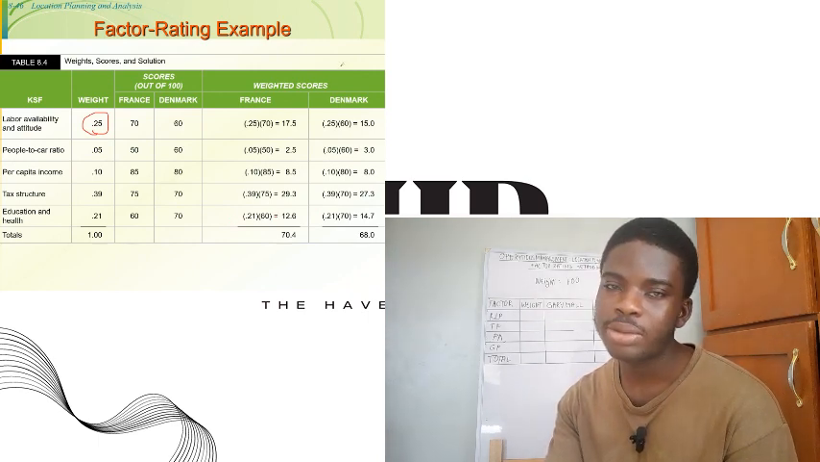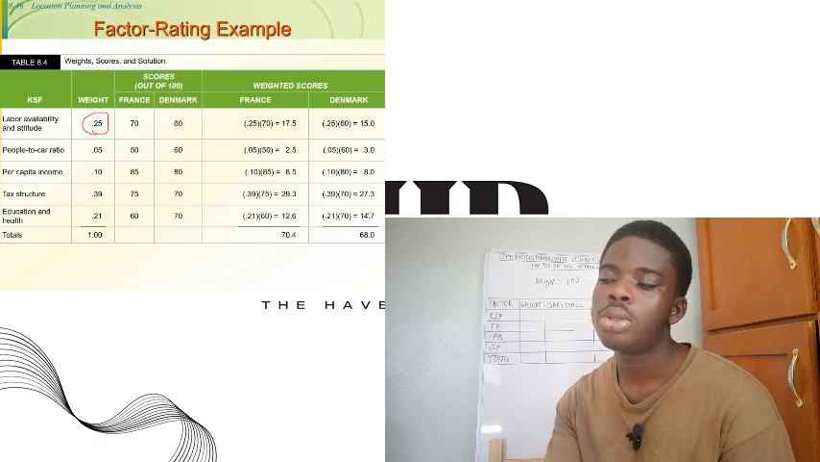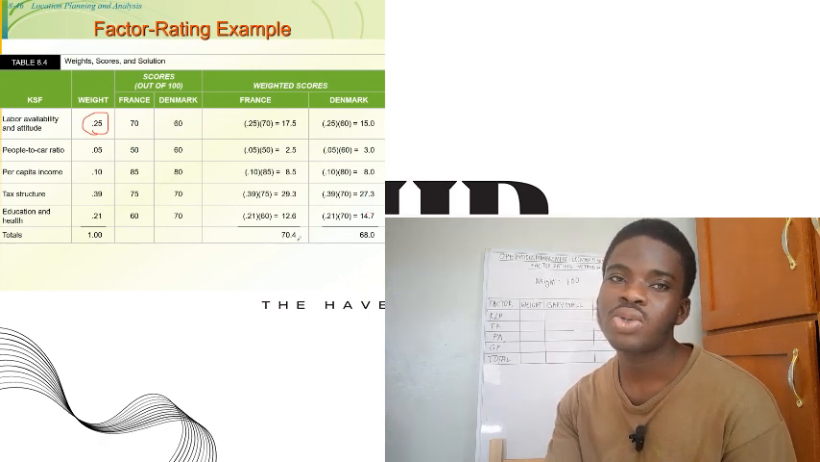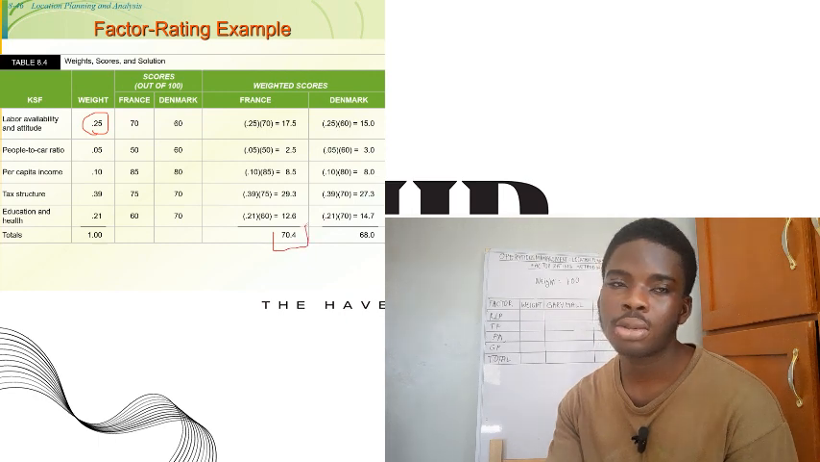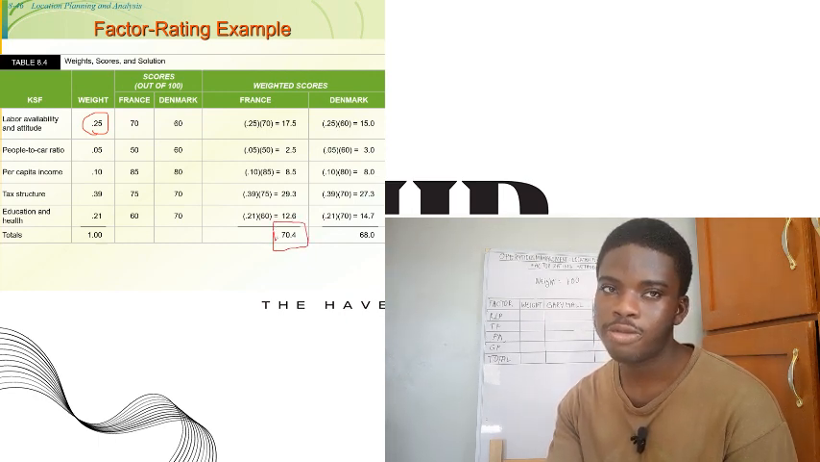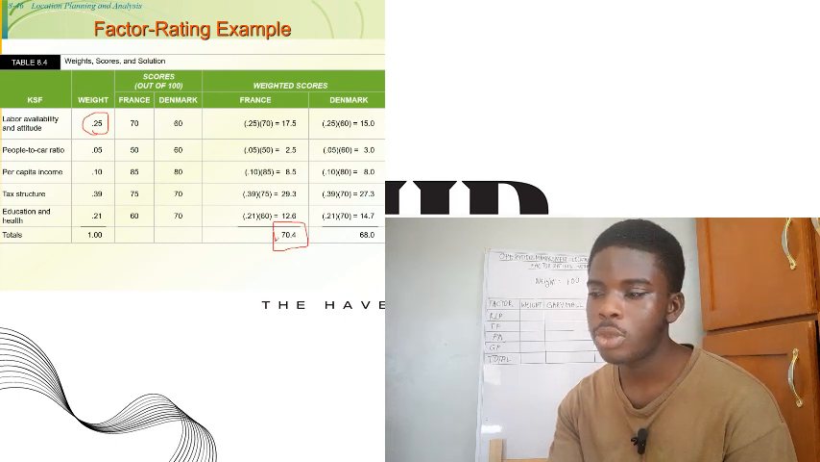And you do the third thing: you recommend based on the highest score. So after doing this, you give the recommendation that the company should go with France, because France scored the highest, 70.4. Good. So now let's look at our own example.